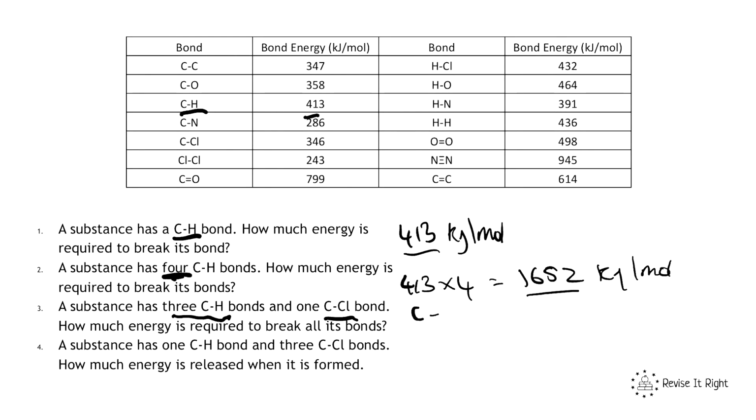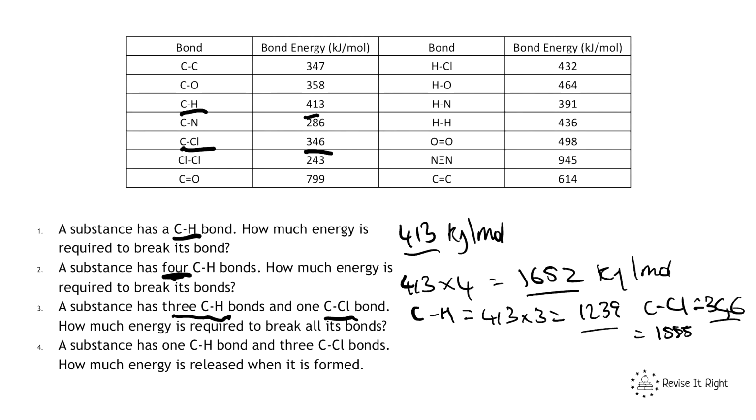So C to CH, we've just worked out as 413, and it has 3 of those, so we do 413 times 3, which should get you 1,239. And it's also got 1 C to Cl bond, which when we look here, it's here, so 346. Then we need to add that number to that number, so 1,239 add 346, and you should have got 1,585 kilojoules per mole for your answer for that one.